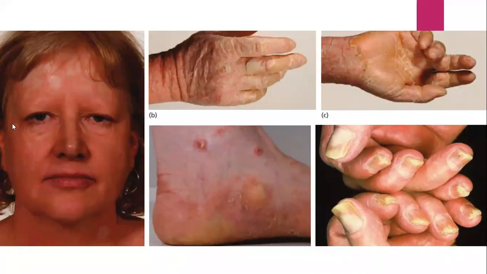You can see the face involvement, then palms and soles. There is diffuse hyperkeratosis of the palms, keratoderma, which has a yellowish color. Then you can see thick hyperkeratotic nails with some splinter hemorrhages.